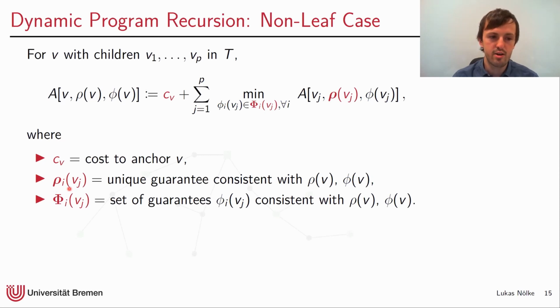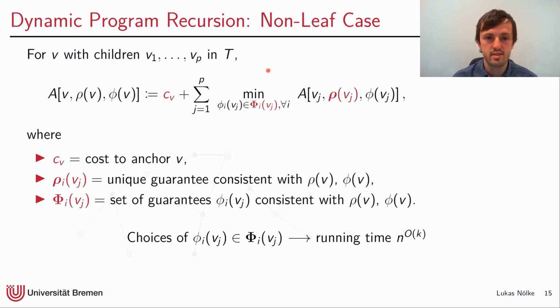And for the outer anchoring guarantee, this is in fact a unique choice, while for the inner anchoring guarantees, we have a set of consistent guarantees from which we choose one that minimizes the cost of the dynamic programming cell. Now, before we look at these in a bit more detail, let's note that since for the inner anchoring guarantees, we may choose from up to n values, and we have k different labels, we have a running time of n to the O of k. Now let me stress again that really the crucial and most important part of our dynamic program are these anchoring guarantees and how to propagate them through these calls of the DP.